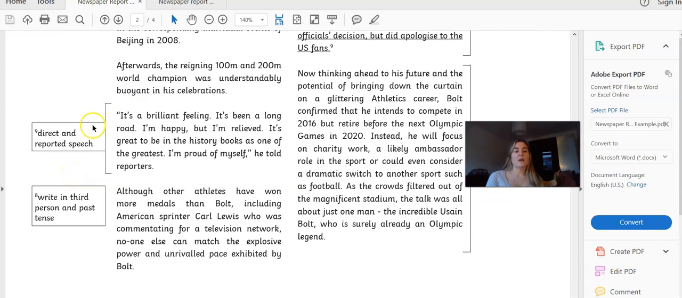And then down here we've got direct and reported speech. So as we said, direct speech from the person, or it might be a quote.